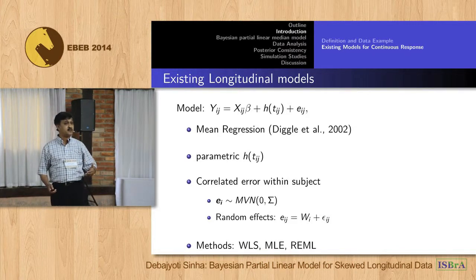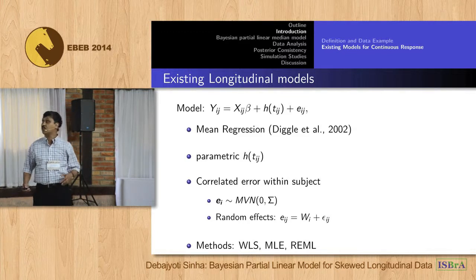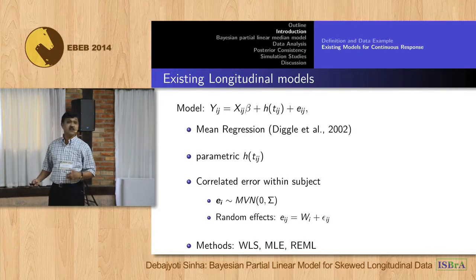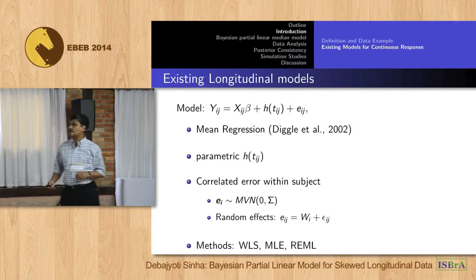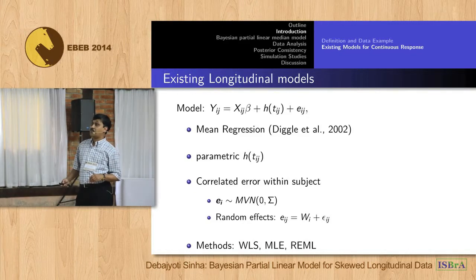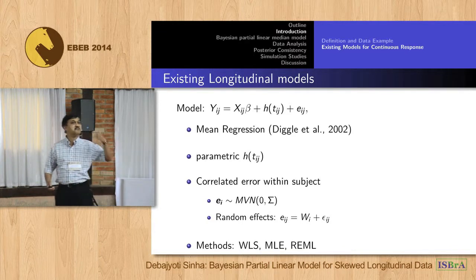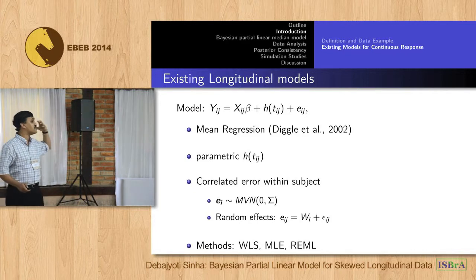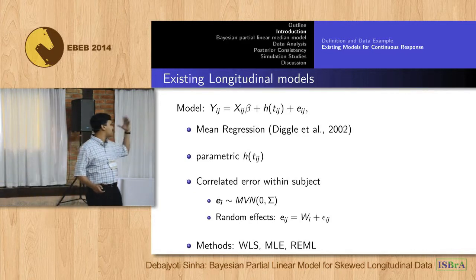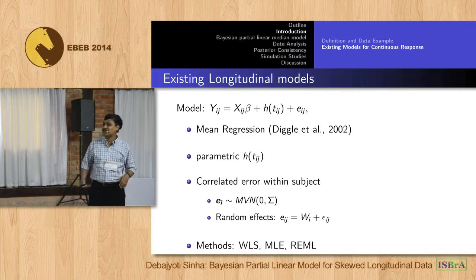Typically people do mean regression, so they assume that the expectation of Eij is zero. This is the mean, and they try to do a regression on it. They have done it parametrically, when the function of time is parametric. The simplest thing to do is multivariate normal, and otherwise they can do random effects. Typically you can do WLS, MLE, IEML; you can see any longitudinal data analysis book, and these are the methods you have seen.